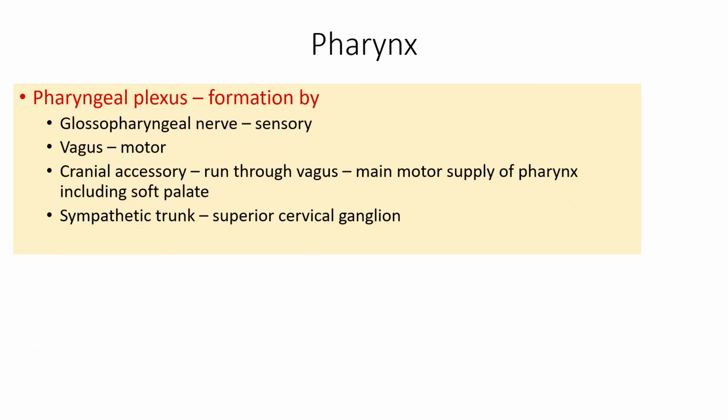Coming to the formation of pharyngeal plexus, it is by the glossopharyngeal nerve, the sensory branch, then the vagus, the motor branch, and the cranial accessory that runs through the vagus. And it is the main motor supply of pharynx, including the soft palate. Then the sympathetic trunk contributes via the superior cervical ganglia.